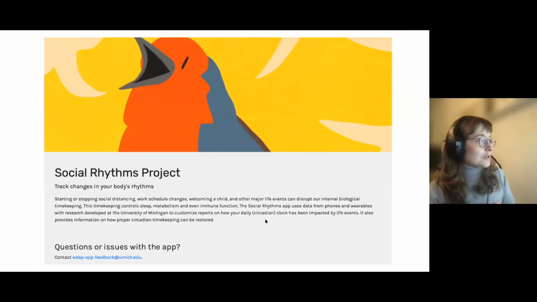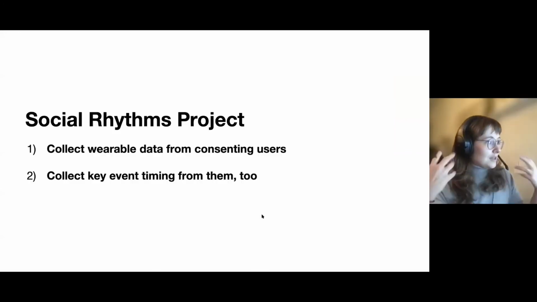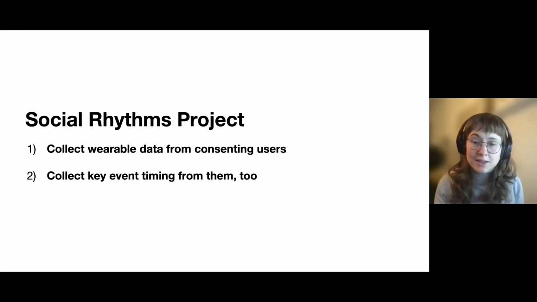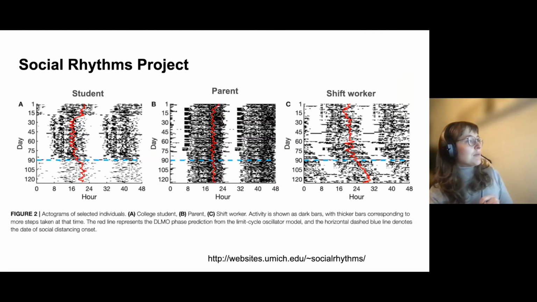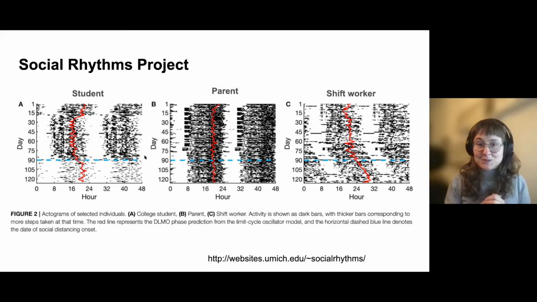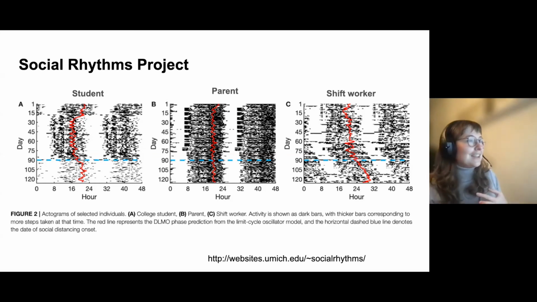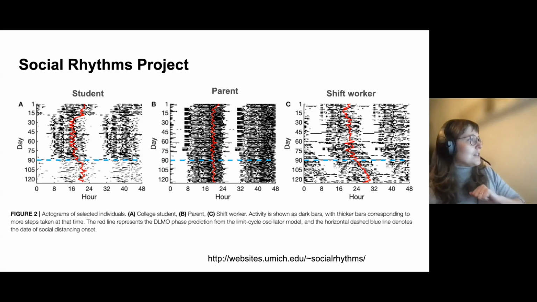There's also a social rhythms project that I'm working on with Danny Forger that is collecting wearable data from consenting users and key event timing, like for instance, when they started social distancing. So this is model-derived DLMO, and this blue dashed line is the time they started social distancing. I love this plot, and if we had more time, I would dive into it, but I highly recommend checking out the paper on this that just came out, I think in Frontiers.